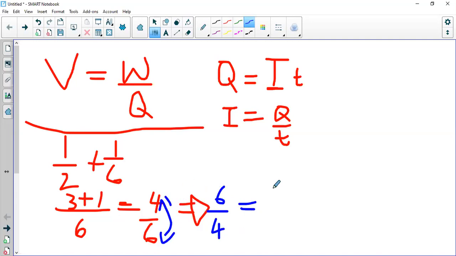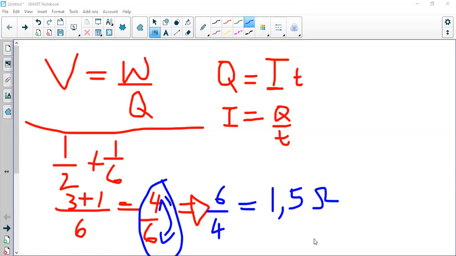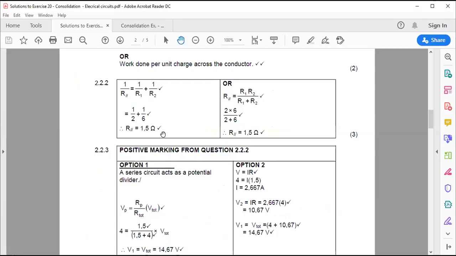4 into 6 goes once. Remainder 2, 4 into 20 goes 5 times. So it's 1,5 ohms. That becomes your answer. Please don't leave your answer as 4 over 6. That will be incorrect. So your answer is 1,5 ohms. That's what you get. Okay, we move on. Yes.